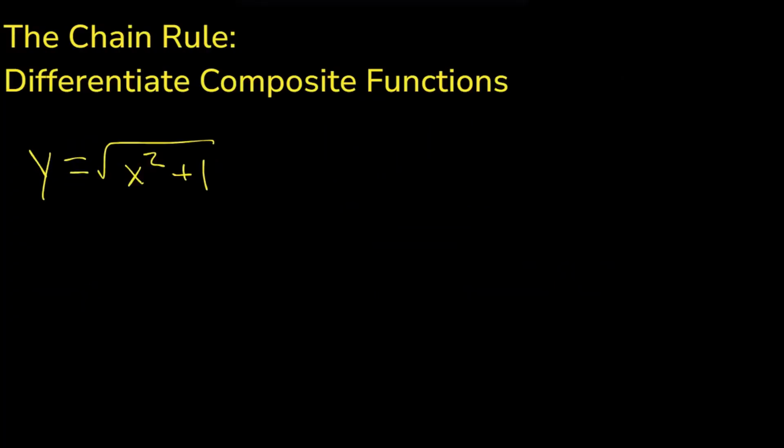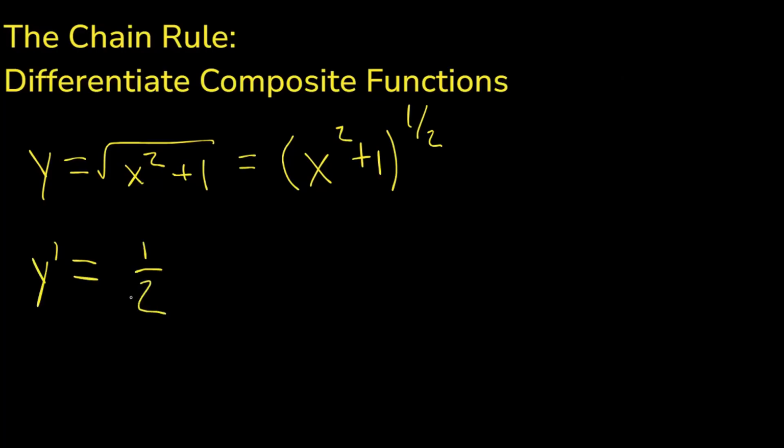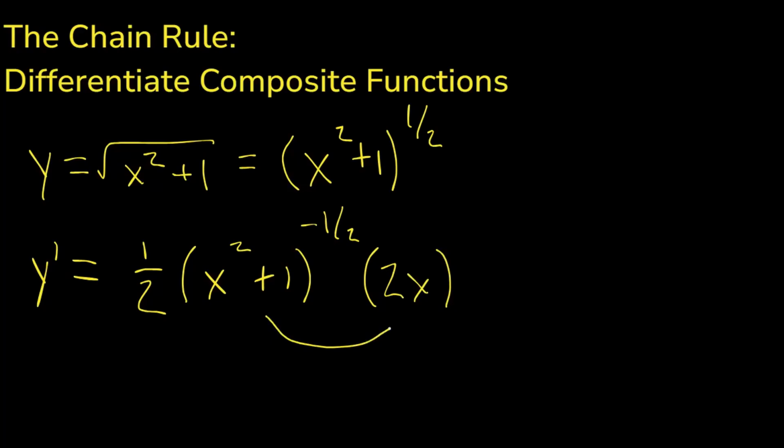Now, in this case with a radical, you would want to rewrite it as x squared plus 1 to the 1/2 power. And then we can use the chain rule. Here, the u, or the inside, is x squared plus 1. So when we write y prime, the outer function is the power function. So the power rule says bring the half down, multiply x squared plus 1. The new exponent would be negative 1/2, and the inside is x squared plus 1, so its derivative is 2x.